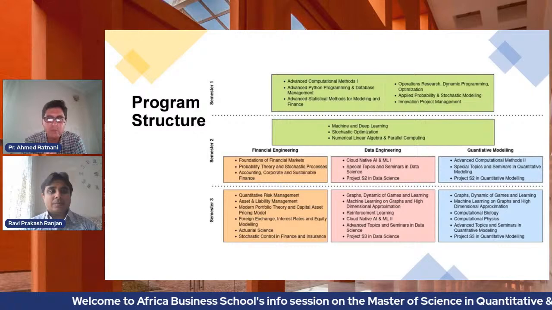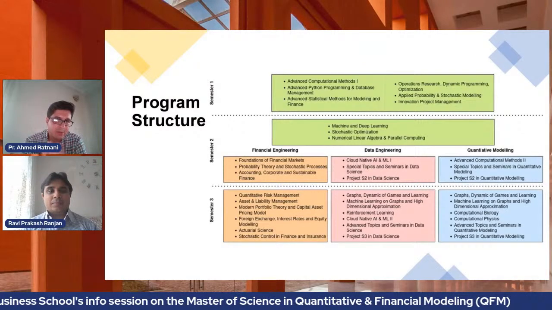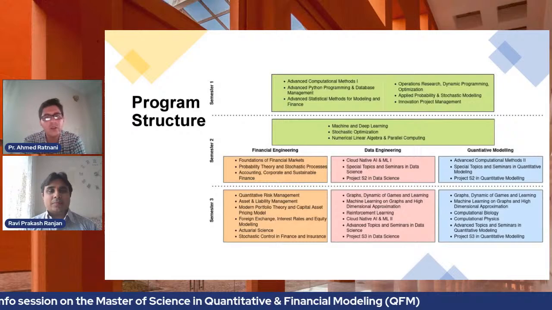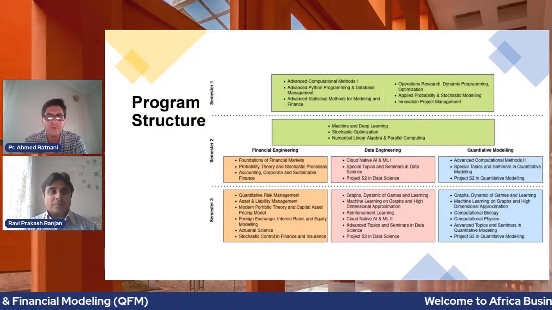So we will go deeply into each specialization. We will tell you a little bit about the course, what it contains, and what the learning outcomes and objectives of each program are.